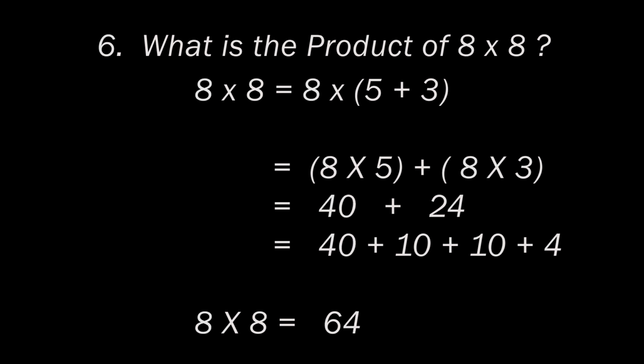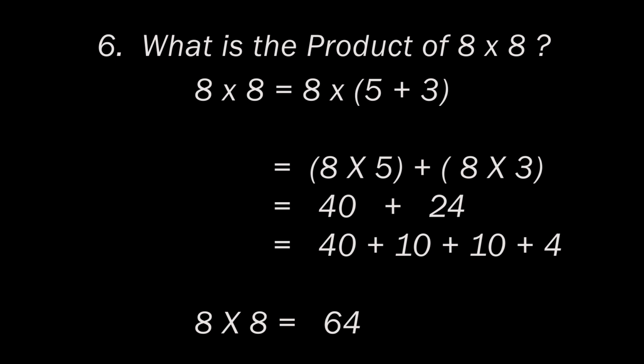What is the product of 8 times 8? 8 times 8 equals 8 times, change the 8 to bracket 5 plus 3. Now you must multiply the 8 to the 5 and the 3. So now you'll have 8 times 5 bracket plus 8 times 3 bracket. Now just solve them. Equal to 40 plus 24.